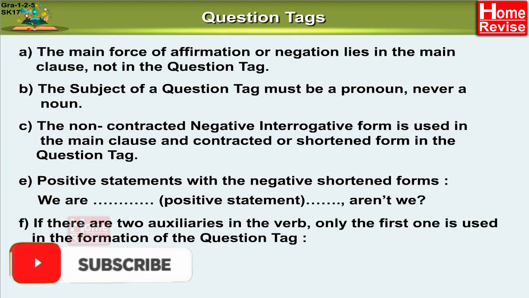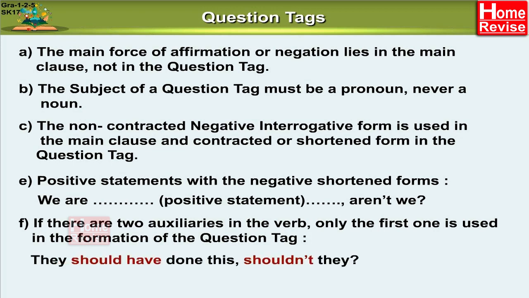F. If there are two auxiliaries in the verb, only the first one is used in the formation of the question tag. They should have done this, shouldn't they?